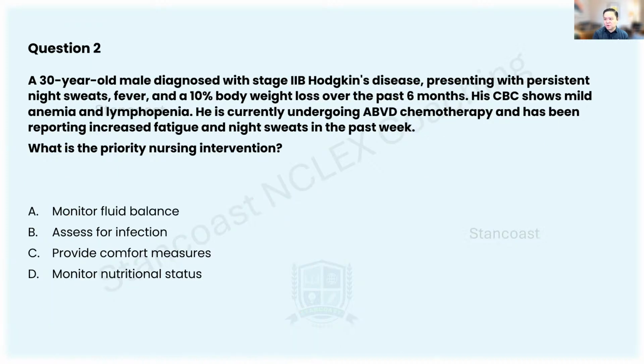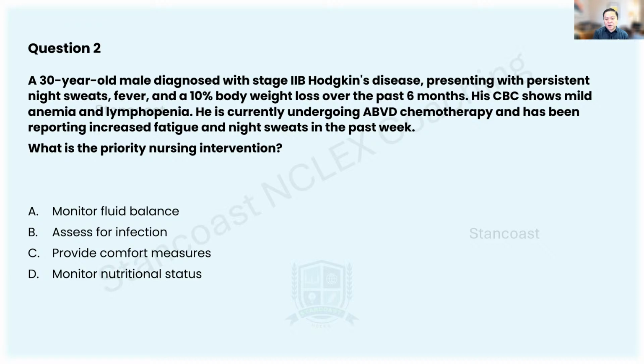A 30-year-old male diagnosed with stage 2 Hodgkin's disease presents with persistent night sweats, fever, and 10% body weight loss over the past 6 months. His complete blood count shows mild anemia and lymphopenia. He is currently undergoing ABVD chemotherapy and has been reporting increased fatigue and night sweats in the past week. What is the priority nursing intervention for this patient?